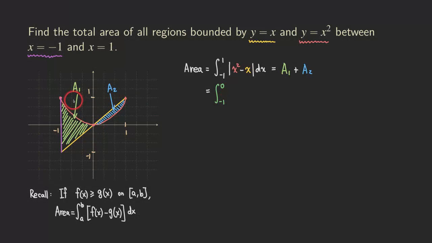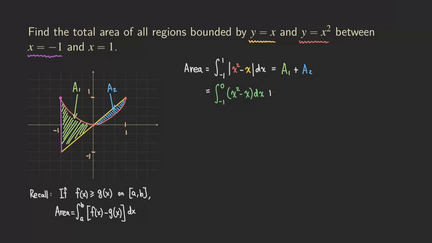And then what do we have here? The top curve, which is the parabola, minus the yellow curve, which is the line. So we have x squared minus x, and then dx right here. Is that okay? And then now we need the area for the blue region.